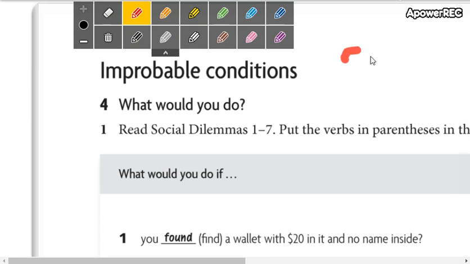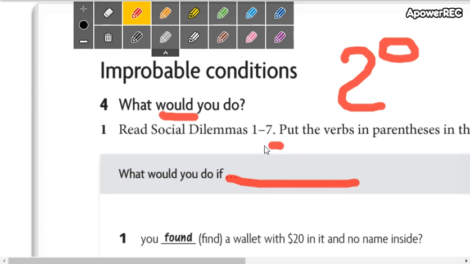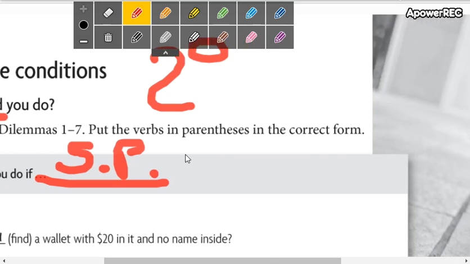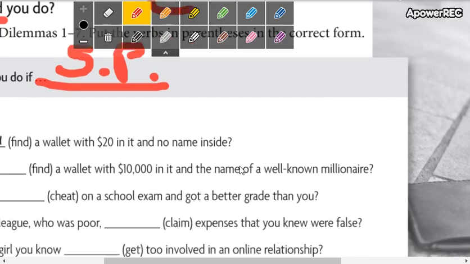Good. This is the second conditional, remember, for unlikely or impossible conditions. Would, and then you use the simple past. What would you do if, the next part here, we write the simple past sentence. So we are going to read the social dilemmas from number 1 to number 7, and we are going to put the verbs in parentheses in the correct form.